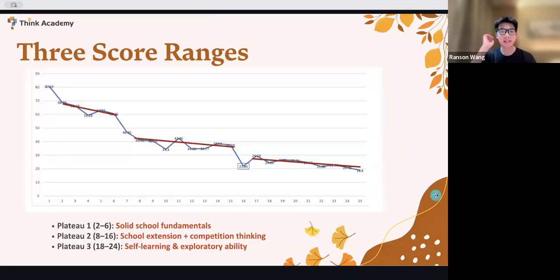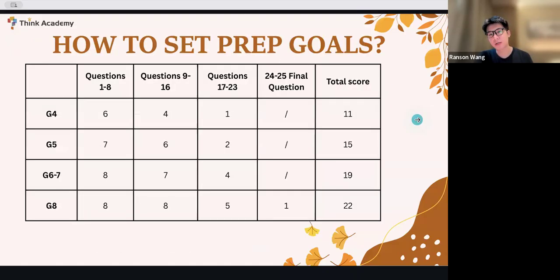Okay, so as you can see, those are the 3 score ranges. In plateau 1, it's solid score fundamentals, and they can get it. In plateau 2, you have to do the school extension and competition thinking. And in the third part, you have to do self-learning and exploratory abilities in order to reach the awards. Okay, and now that we've talked about what the MCA is like and some of the rough segments in it, next we're going to talk about how to set your preparation goal.